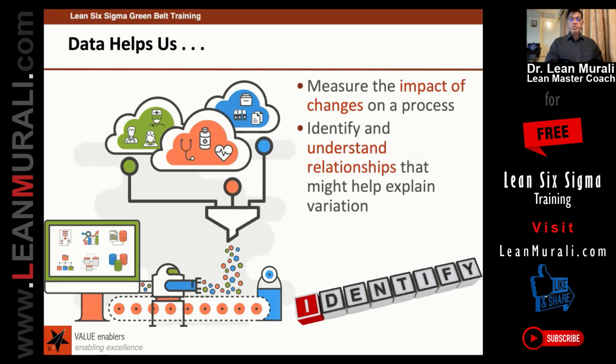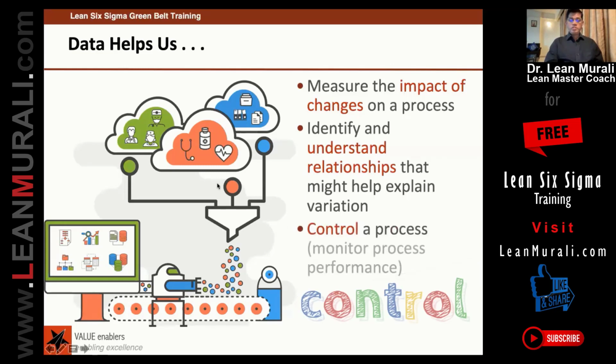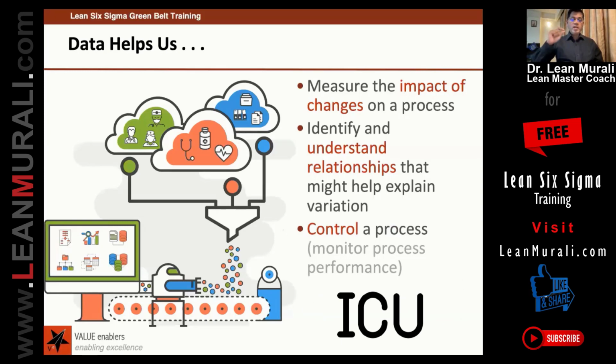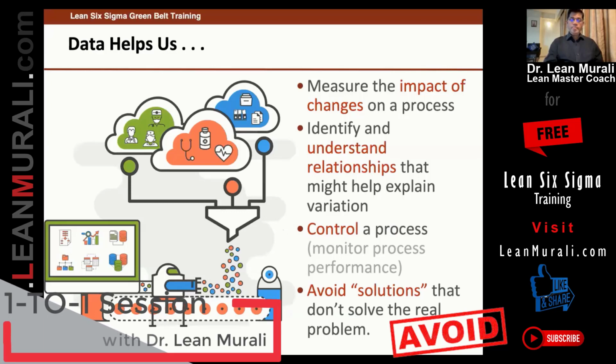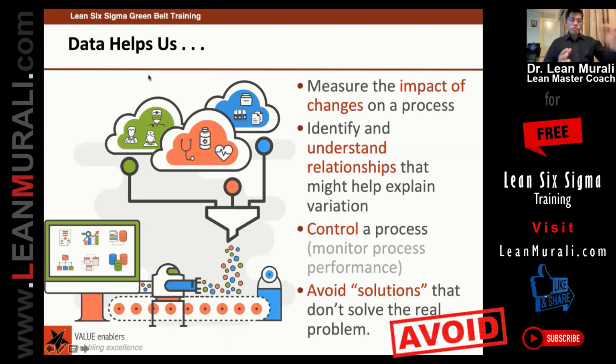Identify and understand relationships and control the process. So when you have data, for example, when a person is admitted in ICU, you monitor the process and you make necessary changes so that you can control it and avoid solutions that don't solve the real problems. With data, the direction of the solution, data helps us in deciding the direction of the solution so that you avoid doing something which may not be useful to solve the problem.